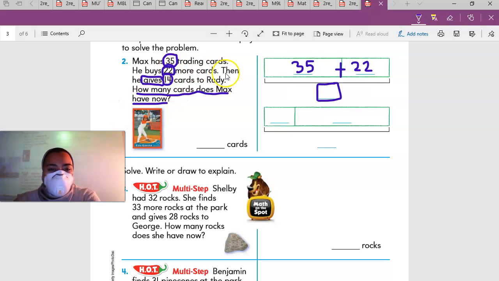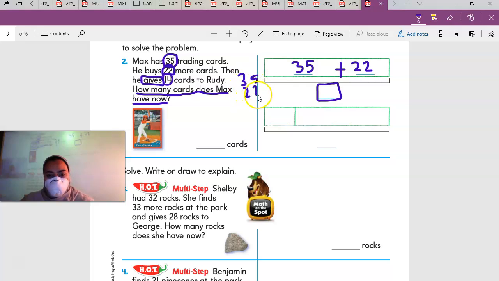Okay, let's look at this problem. Max has 35 trading cards. He buys 22 more cards. So the first step, if you have some and you're buying some more, what are you doing, class? You are adding. So 35 plus 22 is the first step. What I did is I showed my strategies. You should have circled all those numbers, underlined the question, and box the word gives.